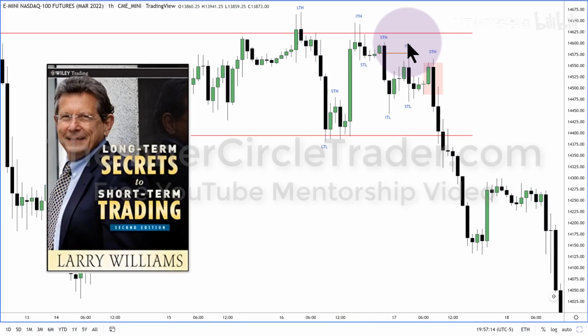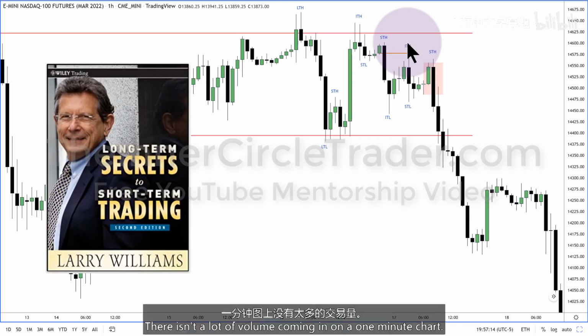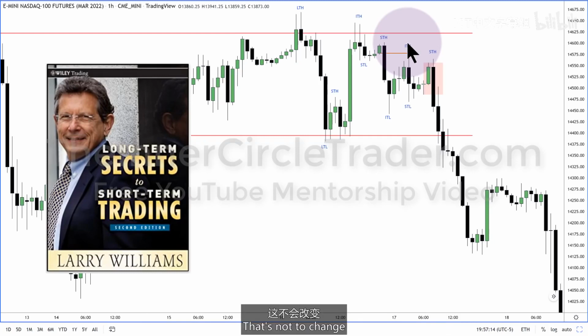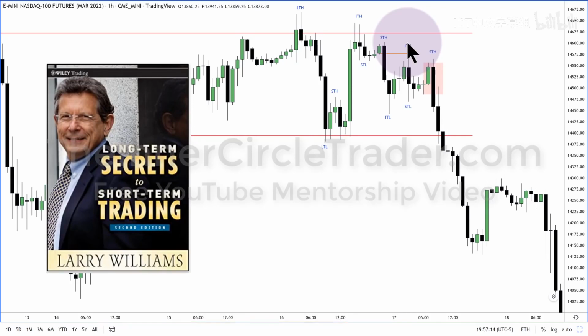So in other words, what am I saying? The daily chart has the bulk of the volume that's coming into that marketplace. There isn't a lot of volume coming in on a 1 minute chart. That's not to change the importance, or reduce the importance rather, of a 1 minute chart within the proper context and market structure that's underway.